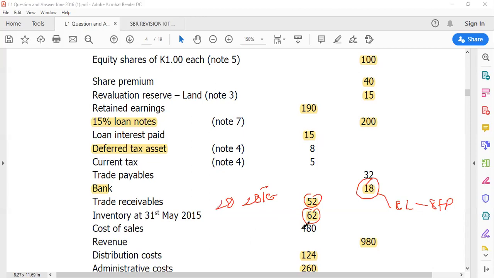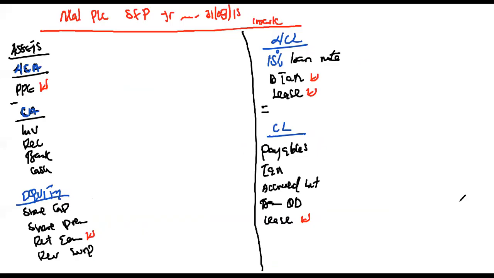Just like the cost of sales, there was no note. Okay. Revenue, there was no note. This, no note. That one, no note. These are free marks, ladies and gentlemen. So let's go. 52, 62, and 18. Let's go and post these figures. Okay. So 18 is a bank overdraft. We simply post it already. We have 18, a bank overdraft.